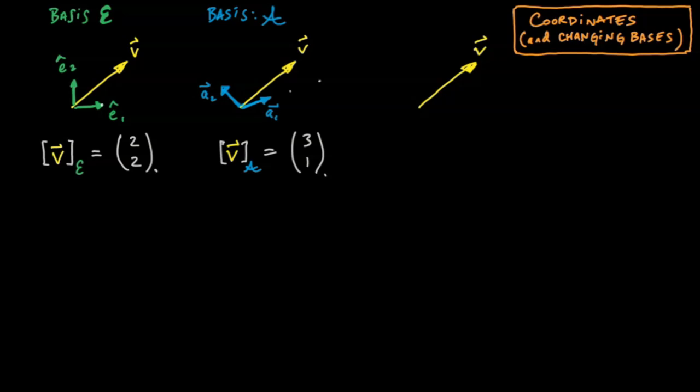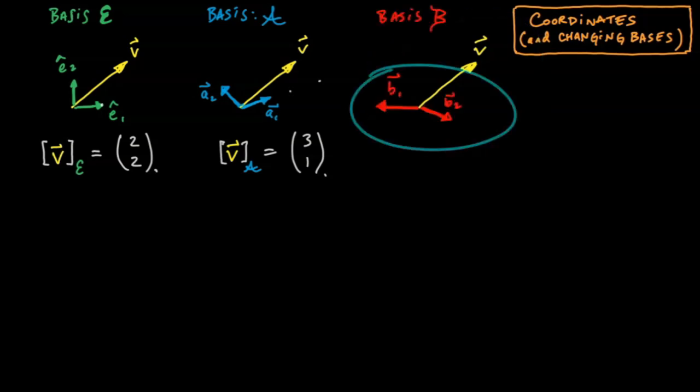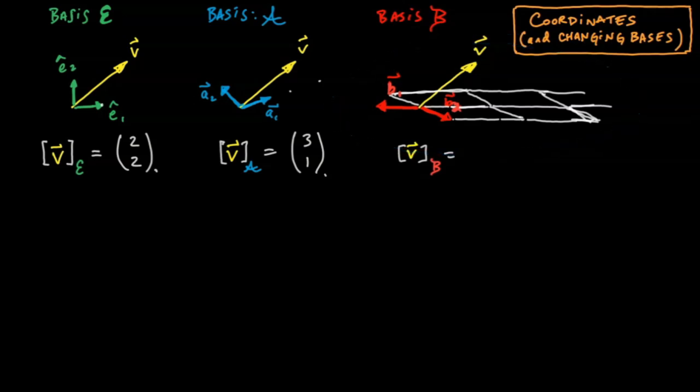To drive it home a little further, let's consider a third basis, which I will call b. And once again, we can ask for vector v's coordinates relative to basis b. So we have to think about how many b1 steps we would take and how many b2 steps we would take to come up with vector v. Well, it might help to think about the grid determined by this basis, which would look something like this. You'll have to forgive my bad drawing. Thinking of that can help us visualize what the coordinates of v would be relative to basis b.